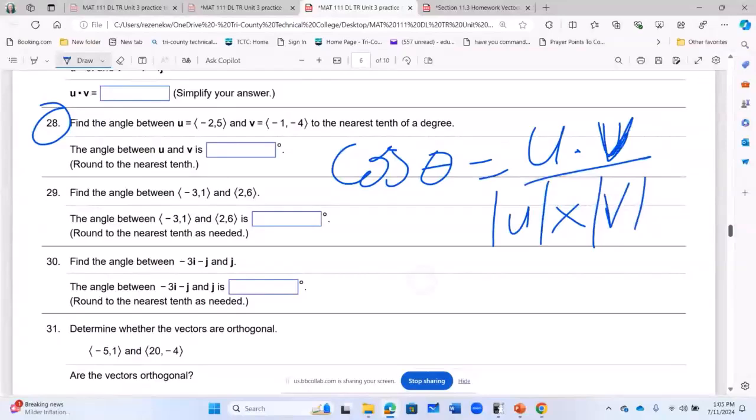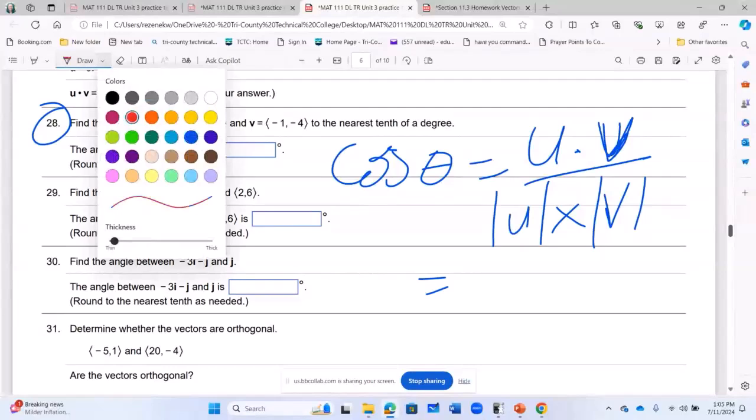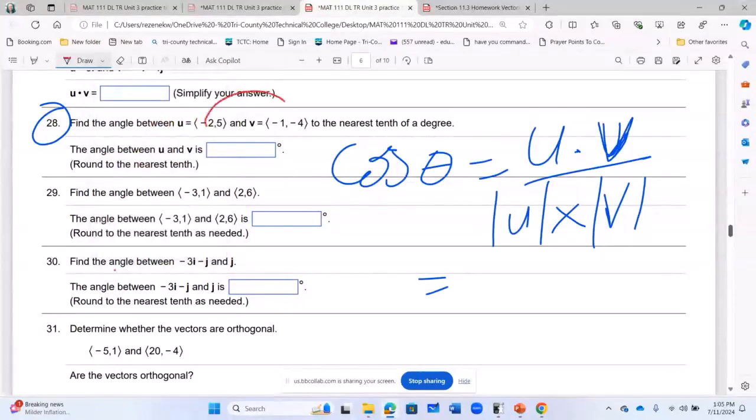So let's find the dot product first. I'm going to multiply them immediately in the numerator. So I have -2 multiplied by -1 is +2. Plus 5 multiplied by -4 is -20. So I already know that the dot product is not 0, because the numerator is not 0. So the angle between these two vectors is not 90 degrees.